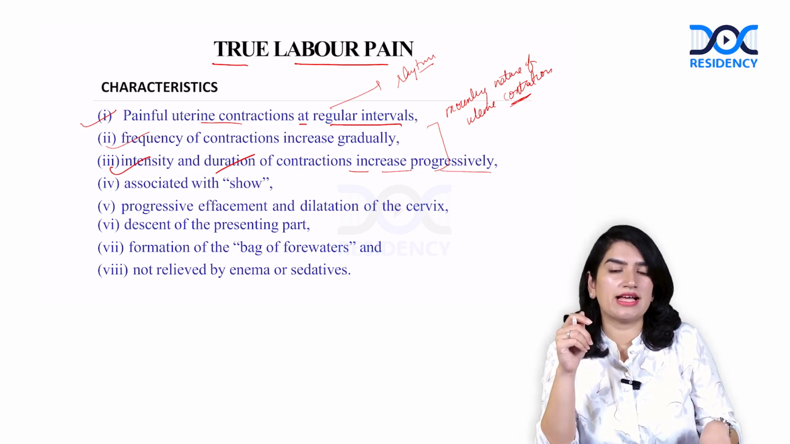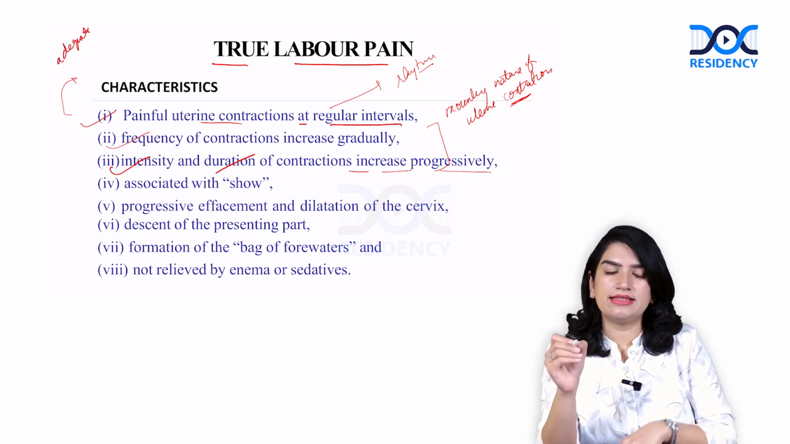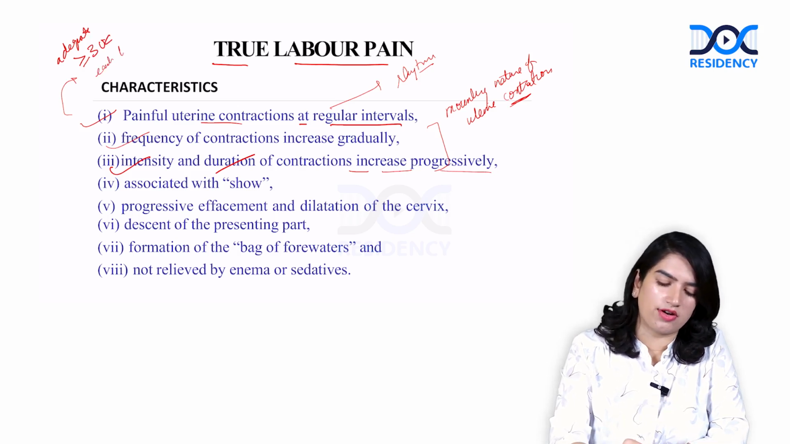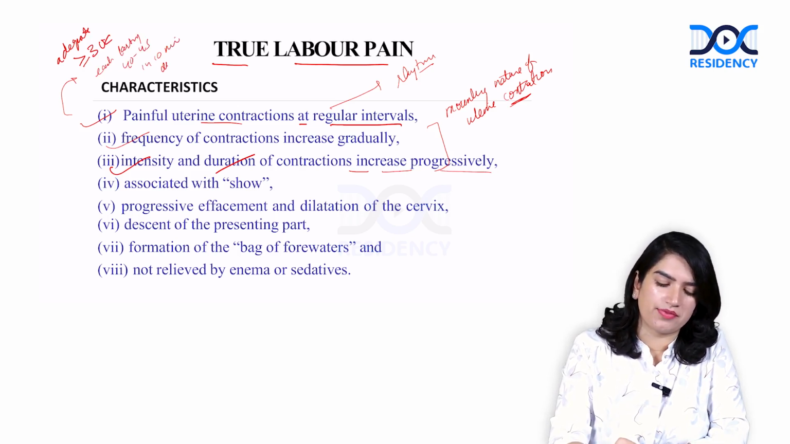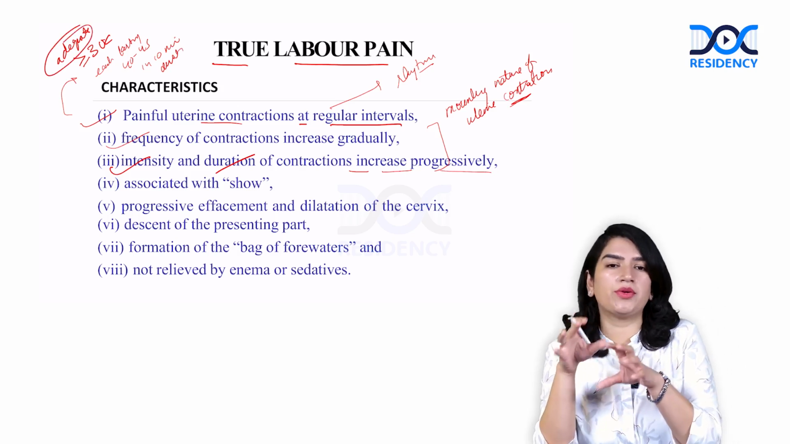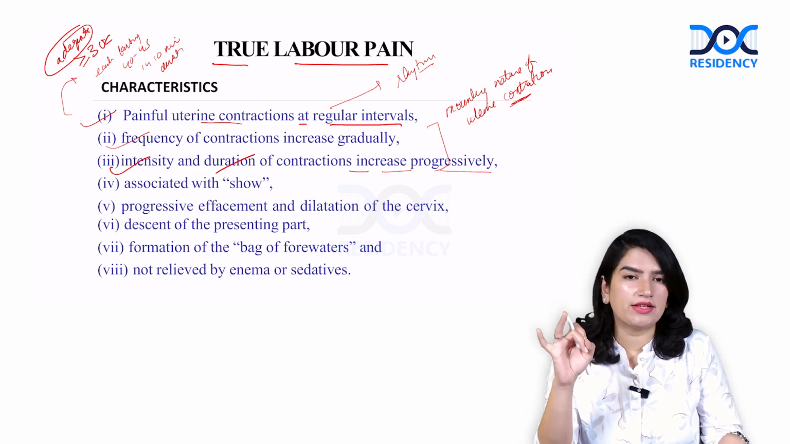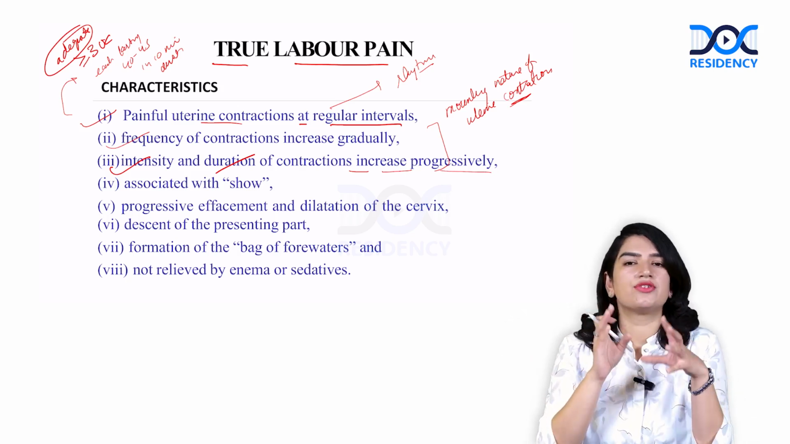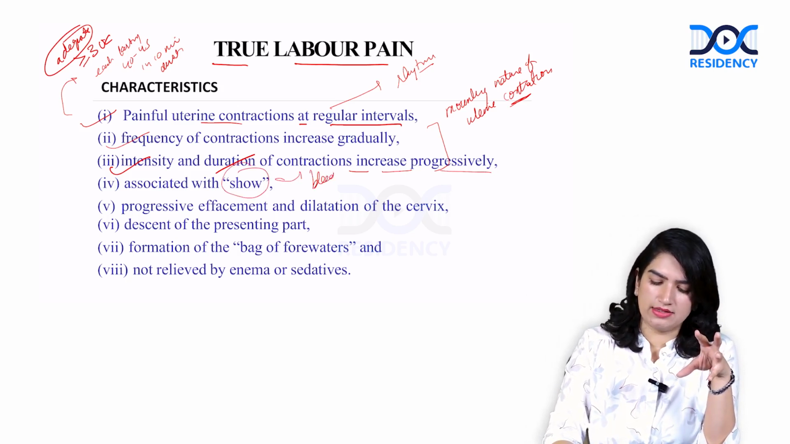So what usually starts as mild uterine contractions finally becomes adequate, and it is considered that if you have equal to or more than 3 uterine contractions, each lasting for 40 to 45 seconds in a 10-minute duration, this is considered as adequate uterine contractions. So the uterine contractions are painful, they are at regular intervals, and there is increasing frequency, intensity, and duration. True labor pains are also associated with show, which is bleeding mixed with cervical secretions.